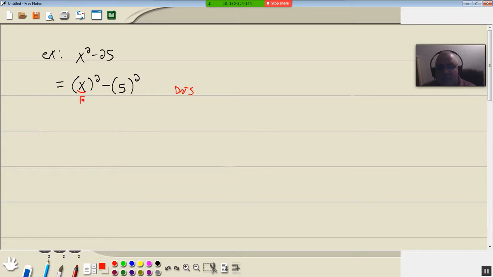We're going to label what's inside the first set of parentheses as F for first, and we'll label what's in the last set of parentheses as L for last. And our formula is F plus L times F minus L. Now everywhere there's an F, we'll put in X, and everywhere there's an L, we'll put in 5. So we got X plus 5 times X minus 5. And that's our answer.